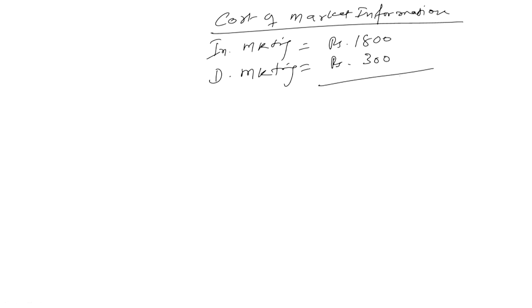So, there is a clear cut difference of how much? Rupees 1500 in both the modes. So, when we are going for direct marketing, we are saving 1500 rupees. That will be adding upon the return on investment of the company.